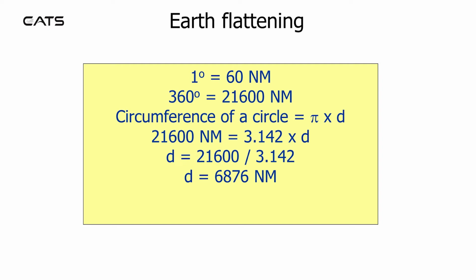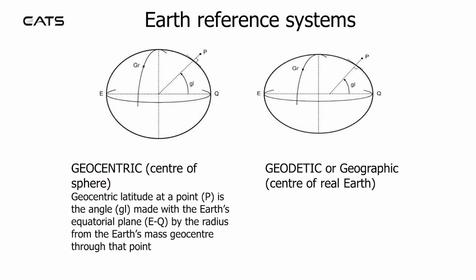The formula for the circumference of a circle equals pi multiplied by diameter. So 21,600 nautical miles equals 3.142 multiplied by diameter. And diameter will be 21,600 divided by 3.142, which is 6,876 nautical miles. The polar axis will be slightly shorter than this, reduced by 1/298.